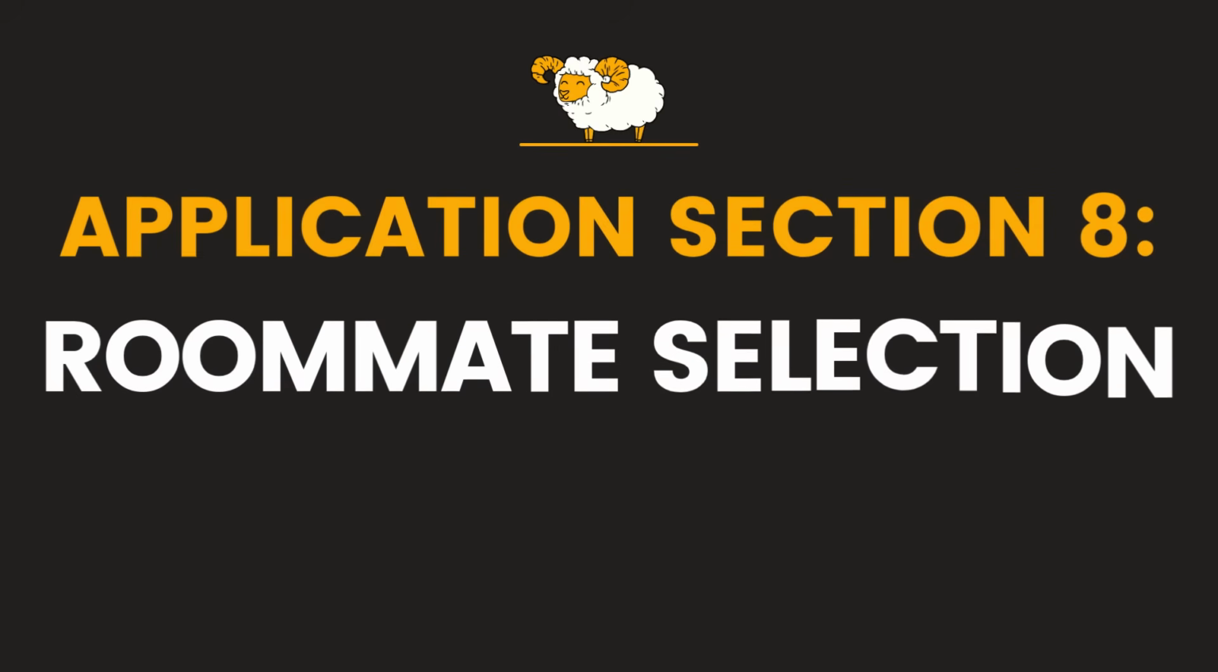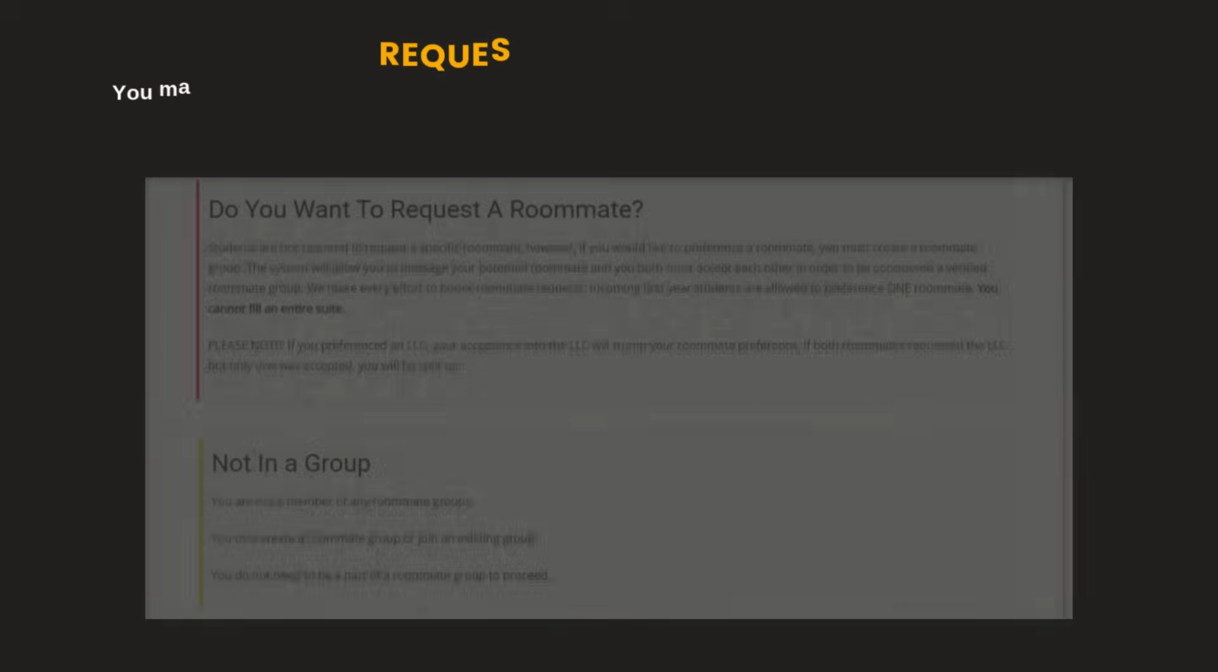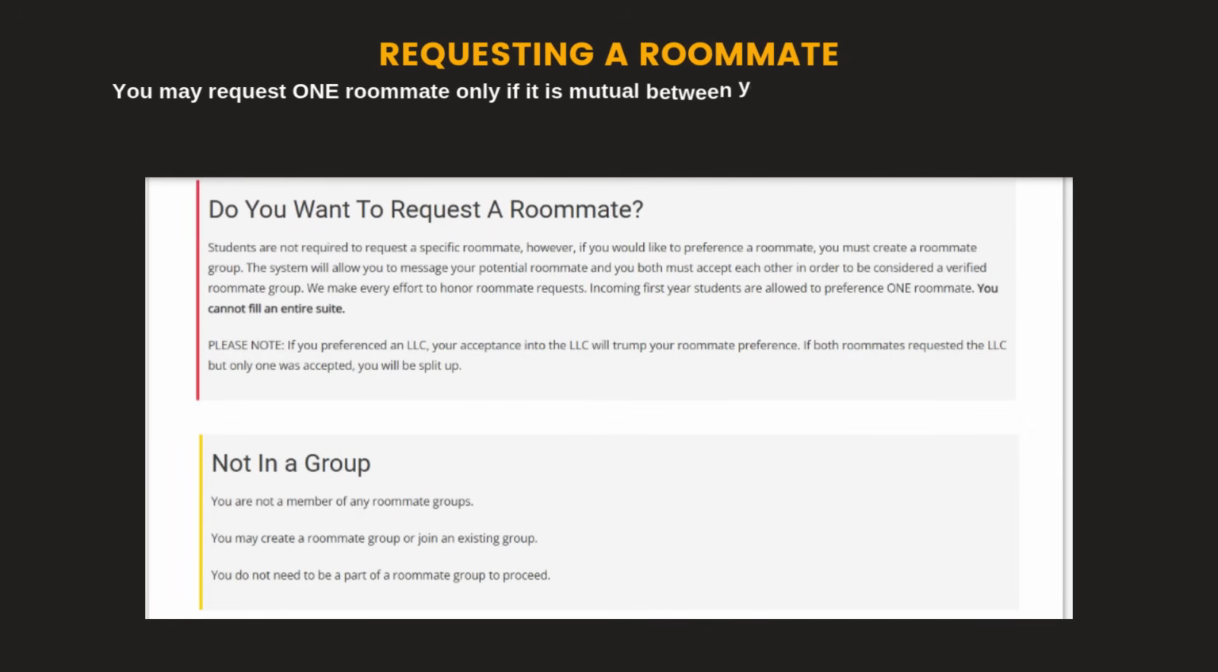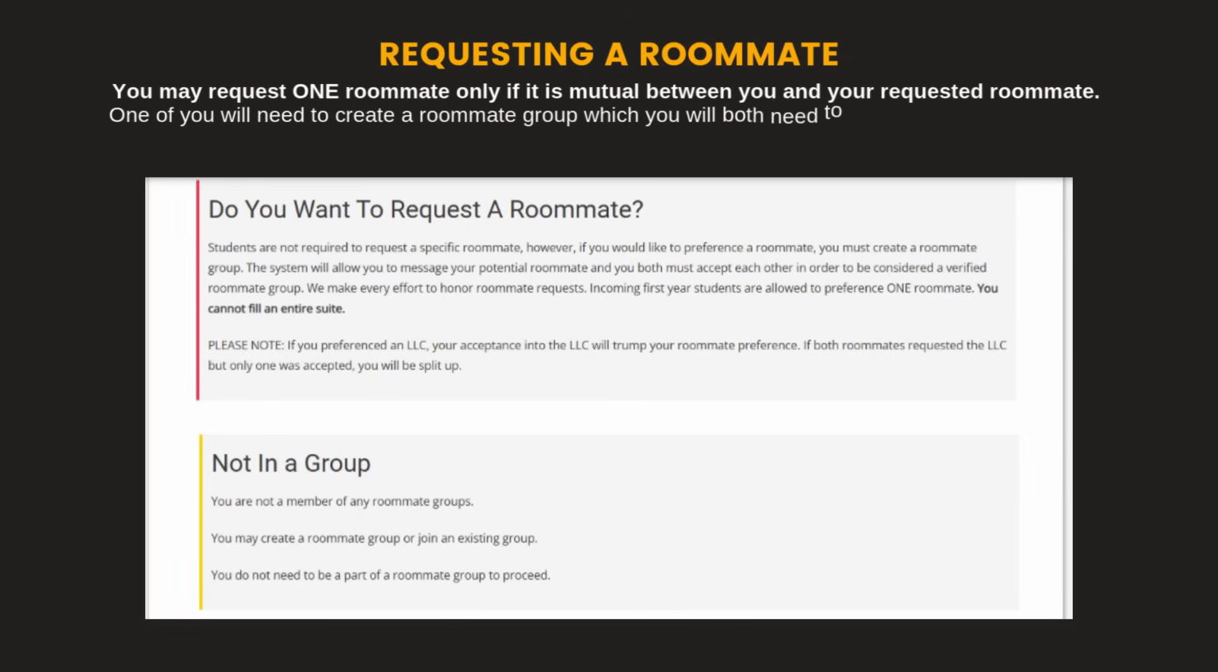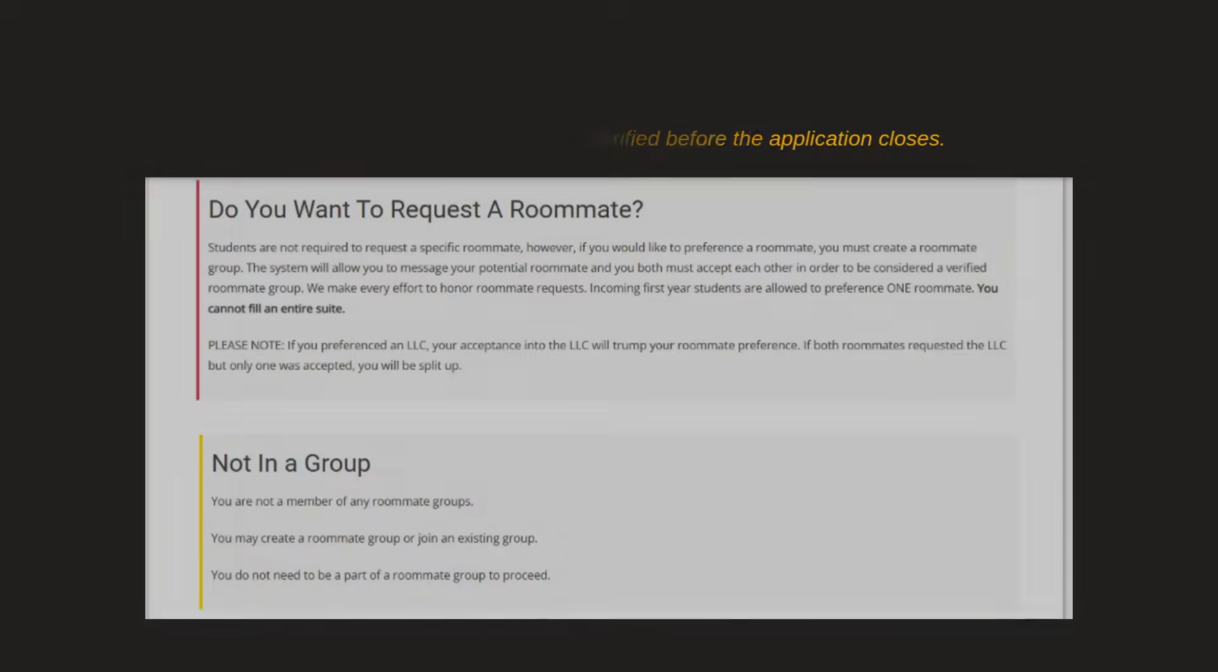Application Section 8, Roommate Selection. You may request one roommate only if it is mutual between you and your requested roommate. One of you will need to create a roommate group, which you will both need to join to become roommates. Your roommate group must be verified before the application closes.